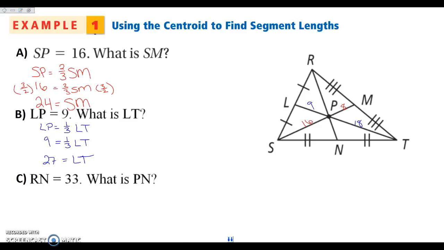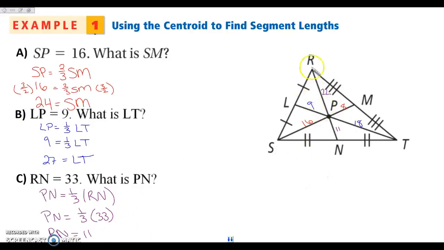Then the last one that we're going to look at, I'm told RN is 33, and I want to know PN. Remember that again, I know that PN is a third of the whole thing because it goes from the centroid to the midpoint. So PN is a third of RN. So PN is a third of 33. So PN is 11. And then that would make this here 22 because it would be doubled.